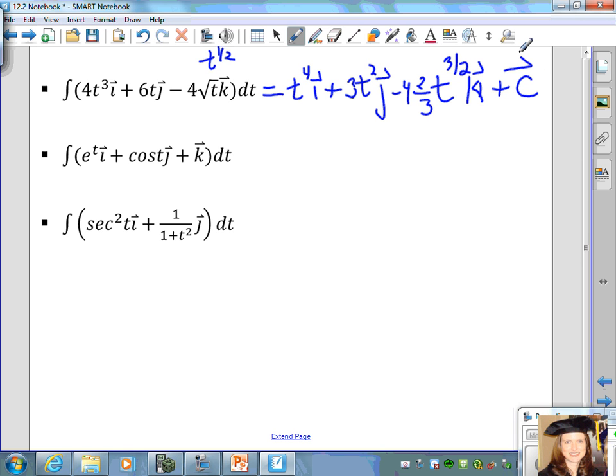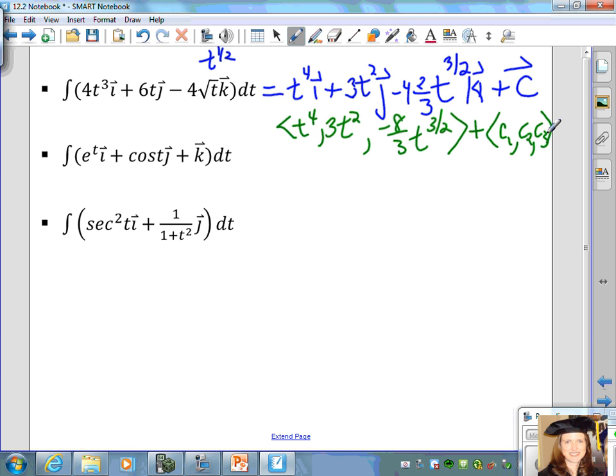And then we're going to add that constant vector of constants. So this can be simplified to write it like this, or you can even write it using the component form using angle brackets: t to the fourth, 3t squared, negative 8 over 3 t to the 3/2, plus a constant vector. And that constant vector you can write as c1, c2, c3. There are a few ways that you can write that.